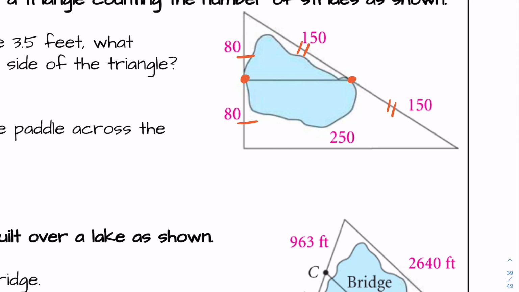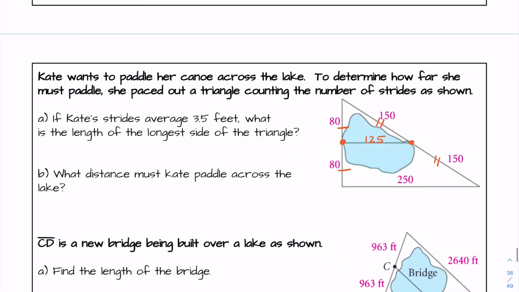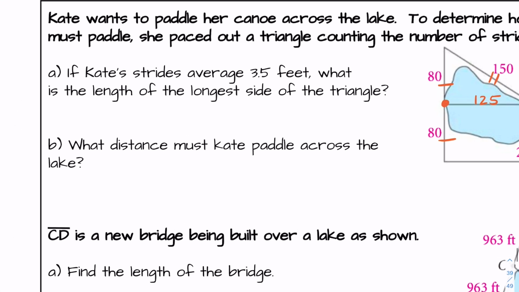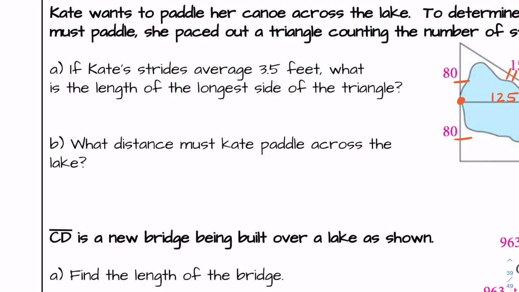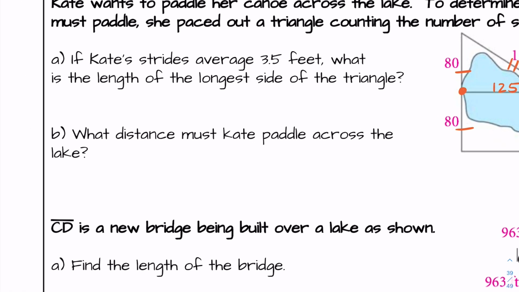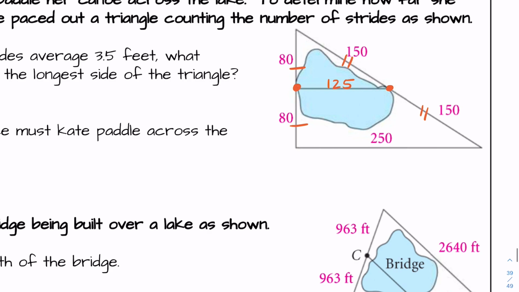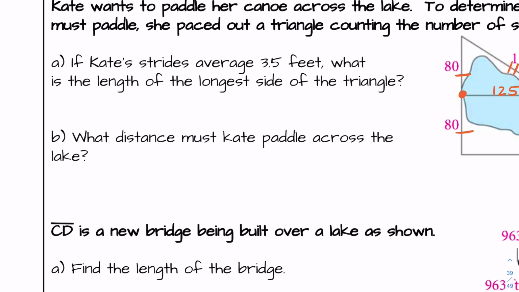So this right here is going to be 125 strides. So in theory, if she could walk on water, it would be about 125 strides. So if Kate's stride averages 3.5 feet, what is the length of the longest side of the triangle? The longest side of the triangle, which is 250 paces, is going to be 250 times 3.5 feet per pace, which is going to give us 750, 825.